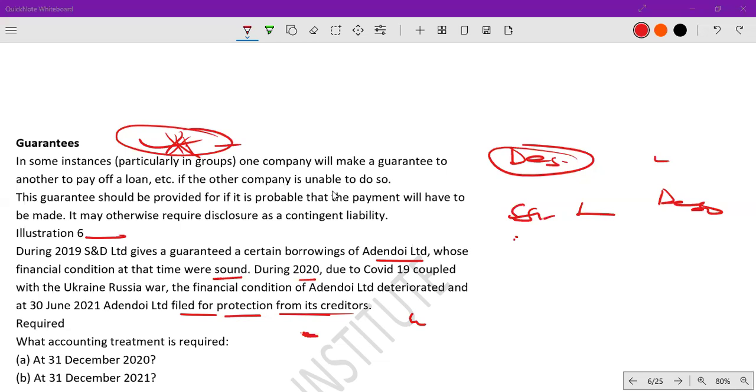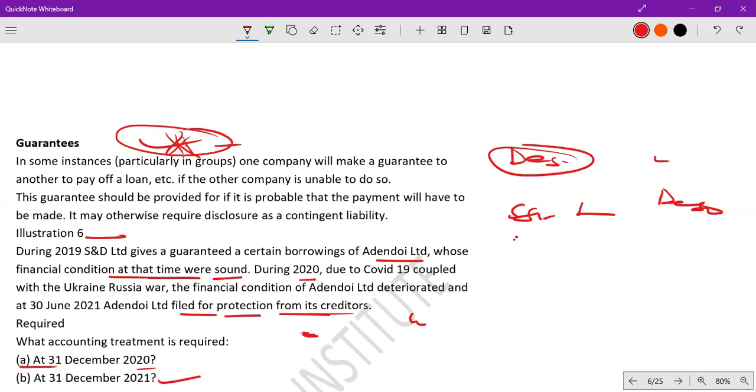As at 2020, what is the condition of I? He had a sound financial condition, so as at that time, there is no present obligation for any liability. Therefore, the only thing that needs to be done is to disclose the guarantee in the notes to the financial statements.